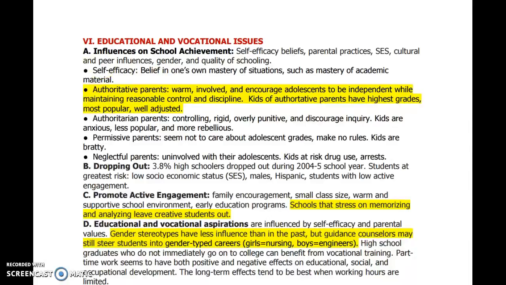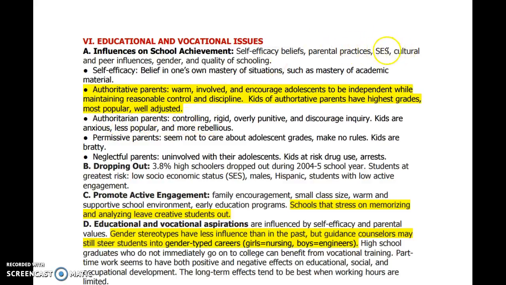Other influences on school achievement include parenting practices. Children that have authoritative parents tend to do best in school. They tend to have the highest grades. They tend to be most popular, the most well-adjusted. And why is that? Because they have internalized this belief in themselves, as well as a desire to do well, rather than just doing it because they're fearful of their parents, which a child of an authoritarian parent might do.